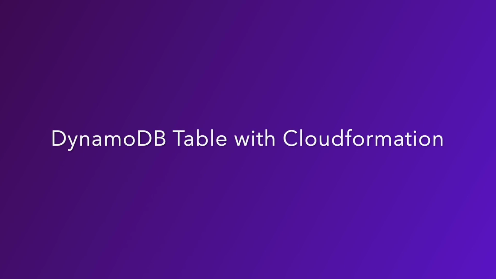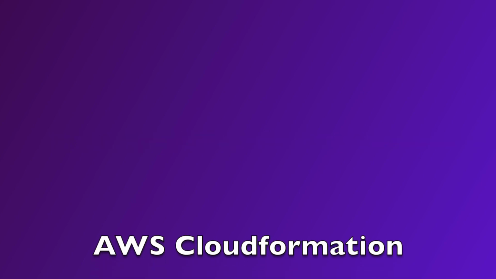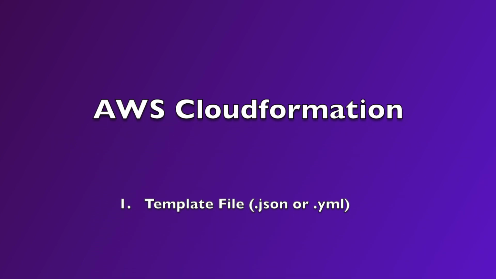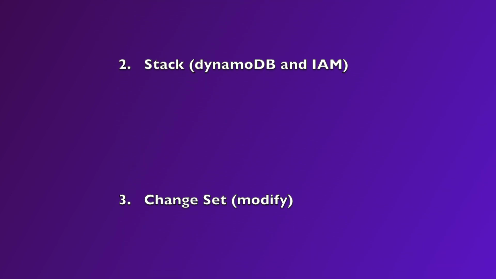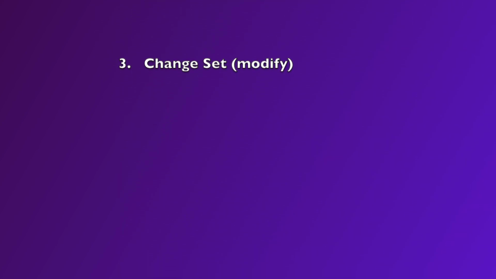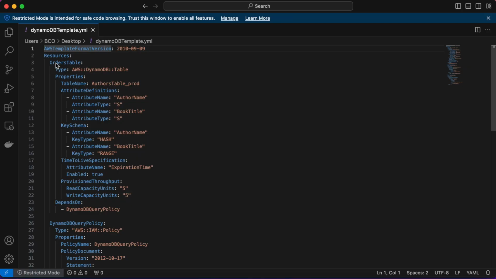Hi everyone, in this demo we'll create a DynamoDB table with CloudFormation. In AWS CloudFormation, first you need to create a template file, in this case a .yaml, and that file will actually create the stack in two parts, and then from there we'll modify using change sets. So this is the resources.